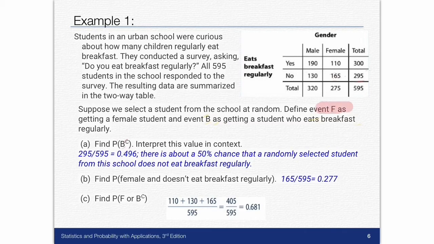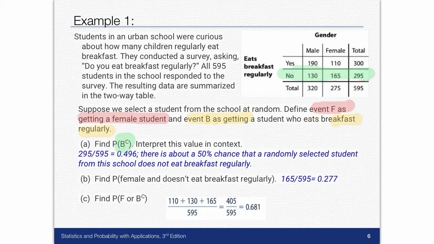Okay, event F means you're female, so not event F would mean you're male. Event B is eating breakfast regularly. Now, part A says find the probability of the complement of B. So B is eating breakfast, and the complement of eating breakfast is not eating breakfast. So I look at the breakfast question and it's a no. That's the complement. So what's the probability that they did not eat breakfast?